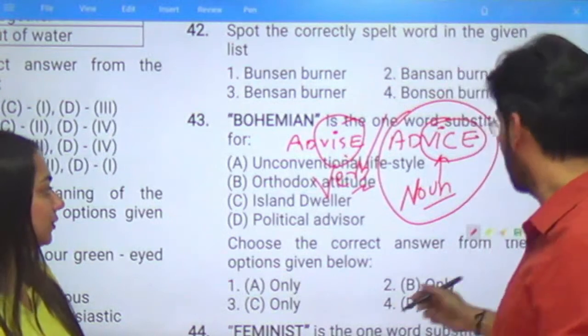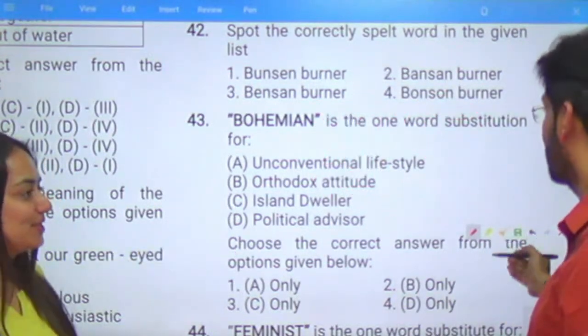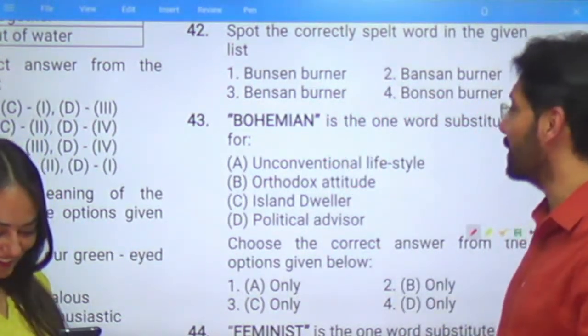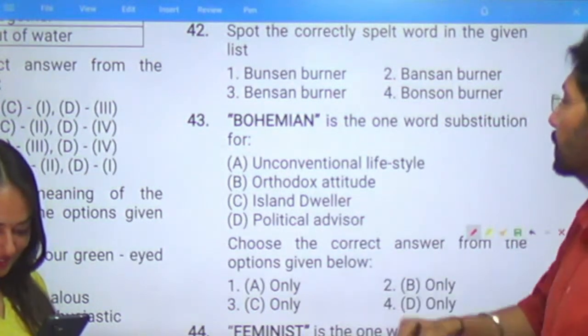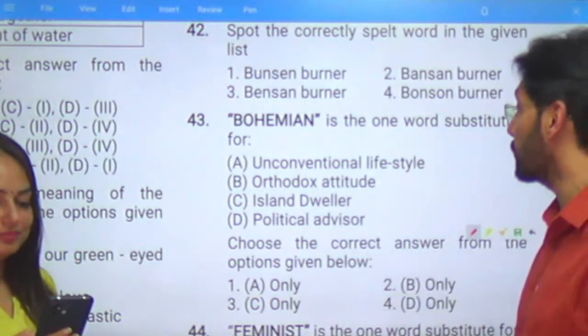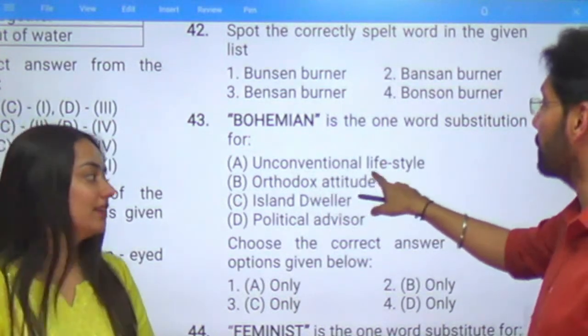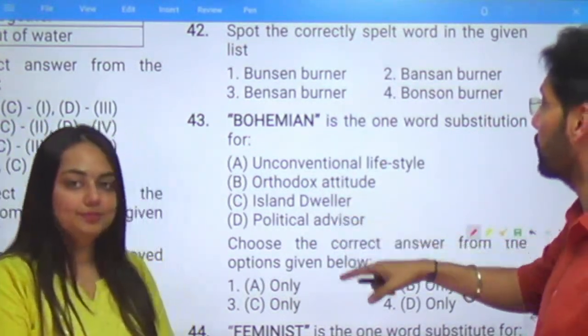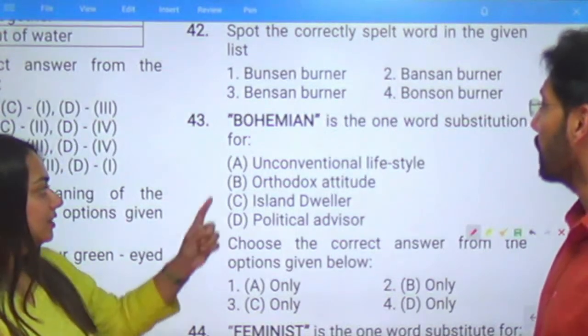Yes, so that was wonderful, sir. Can we come back to the question now? Yes, right. So island dwellers, political advisor. So यहाँ पे ये जो है, ये noun वाला है. No, ये verb वाला है जो है. And unconventional lifestyle, orthodox attitude, island dweller and political advisor. I think it should be unconventional lifestyle.